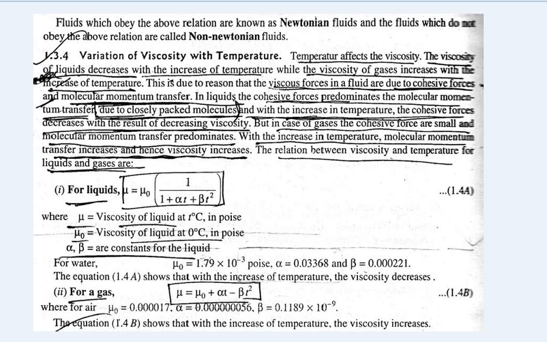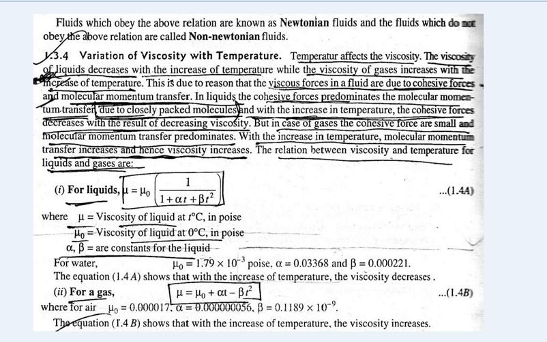Alpha is given as 0.03368 and beta is equal to 0.000221. So these are experimental values, already given. From these values you can find out for a particular temperature what the viscosity is, and we can see the liquid viscosity is decreasing with increase in temperature.